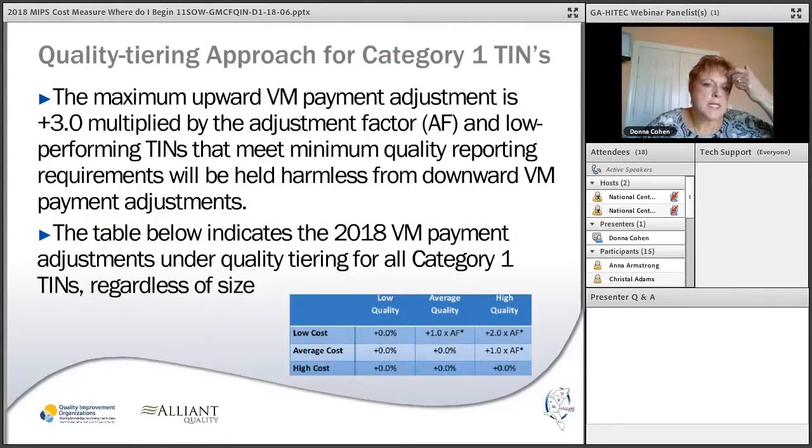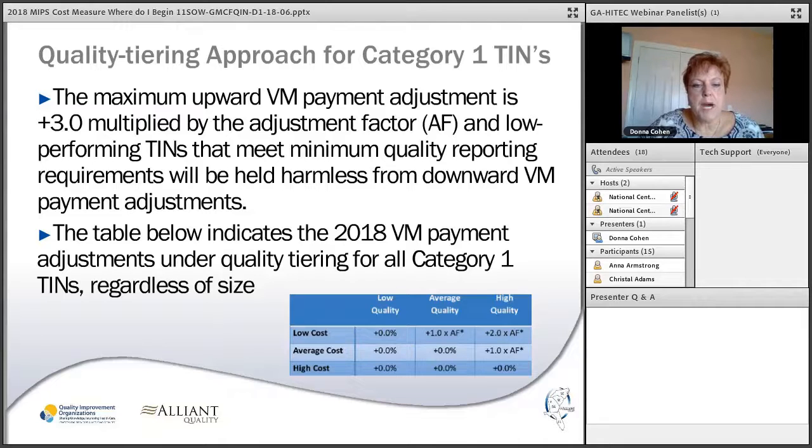So when we look at the quality tiering approach for the QRUR report, as I indicated, there's a maximum upward adjustment of 3, and it's multiplied by an adjustment factor. The adjustment factor for this year is 6.6%. Now that adjustment factor changes every year because it depends on how many people fall within that high positive adjustment, because this is a budget neutral program. So it's hard to know exactly what the adjustment factor is going to be until we know how many people fall out into each category.